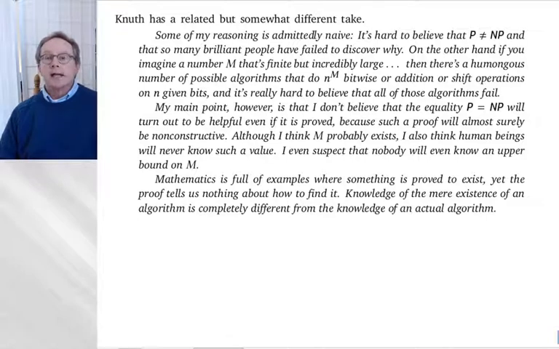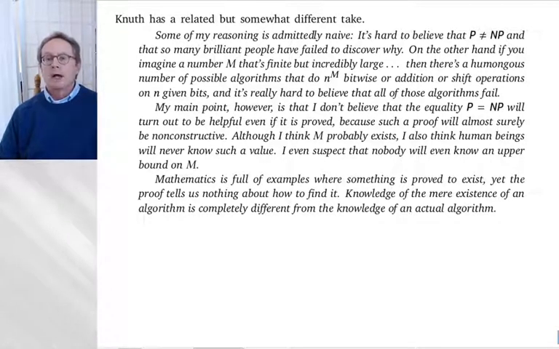Knuth has a related but somewhat similar take. So these are folks, famous experts in the subject, who are open to the possibility that maybe P equals NP. And I'll read Knuth's. Some of my reasoning is admittedly naive. It's hard to believe that P is unequal to NP, and so many brilliant people have failed to discover why. I mean, the problem has been around since 1972, and some of the people who are frighteningly smart have tried it and not had any luck with it.